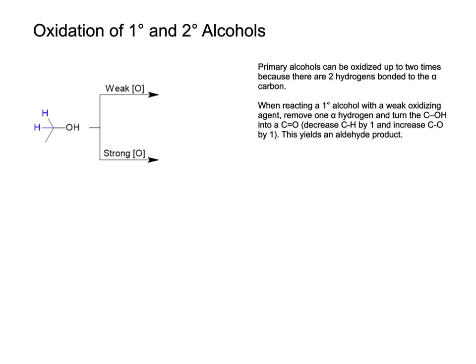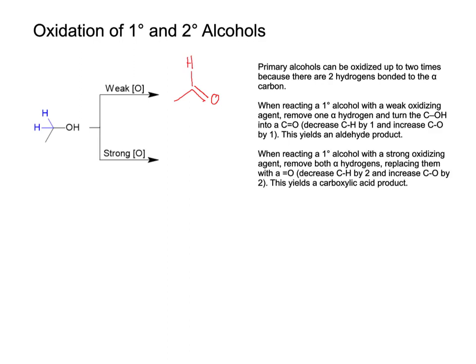When reacting a primary alcohol with a weak oxidizing agent, or in other words one from the list on the previous slide, all we're going to do is remove one alpha hydrogen and turn the C-OH into a C double bond O. So by definition with oxidation, we decrease C-H by 1 and increase C-O by 1. So a weak oxidizing agent will oxidize once. This reaction, of course, yields us an aldehyde product, which we normally draw the hydrogen on, so I'm going to draw it on there.